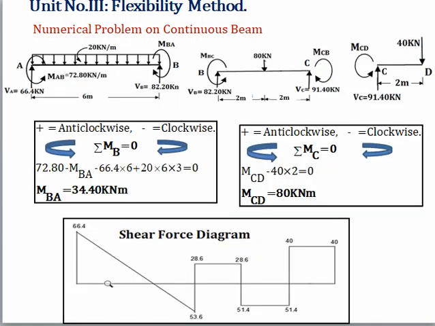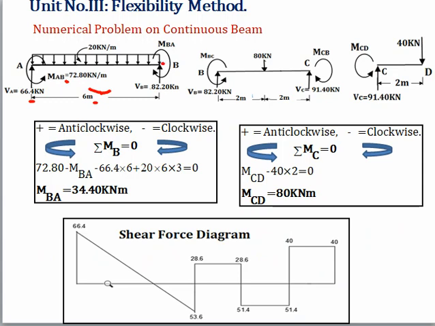Now let's move toward the shear force calculation. Draw the free body diagram of each span. This is the first span, and we know the reaction VA is 66.4 kilonewton, and we also know MAB, which is 72.80 kilonewton meter, and there is a UDL of 20 kilonewton per meter over the span of 6 meter.